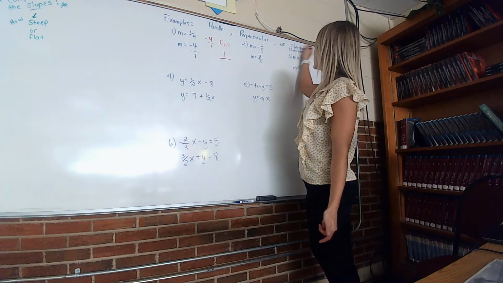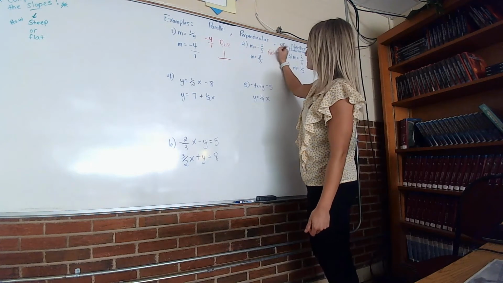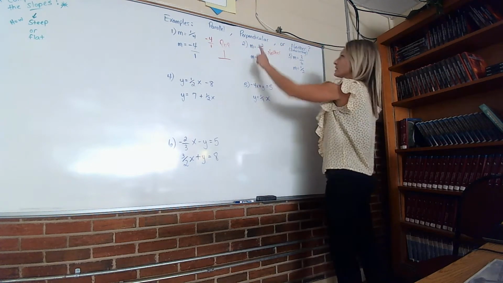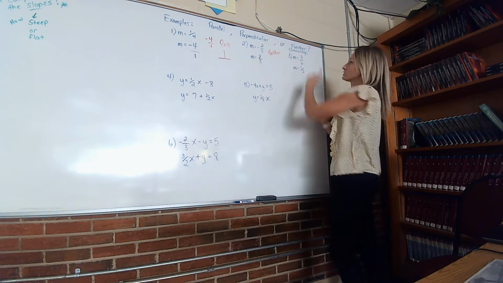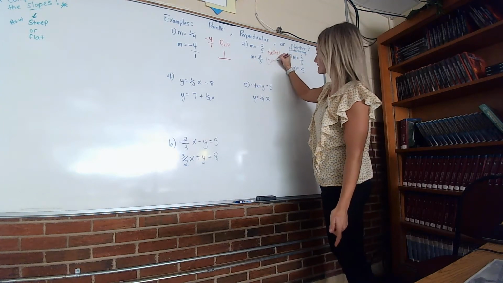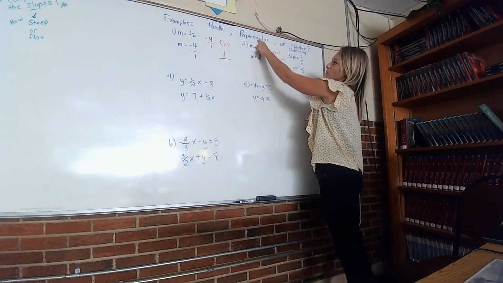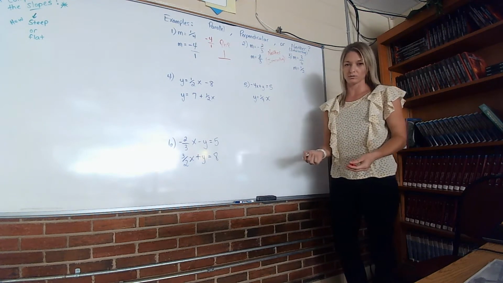And so if the question said, are they parallel, perpendicular, or neither, you would put neither. Or they might say, are they parallel, perpendicular, or intersecting? And if they did that, then you would put intersecting, because that means these two lines would cross. It just wouldn't cross at a 90-degree angle, okay?